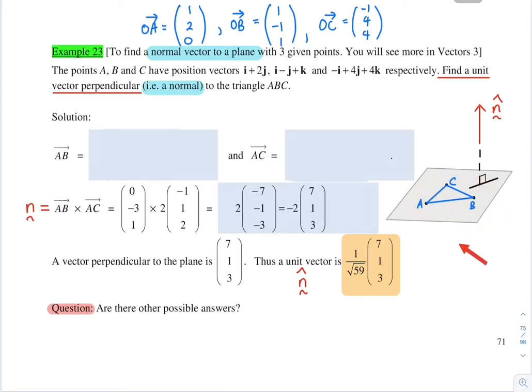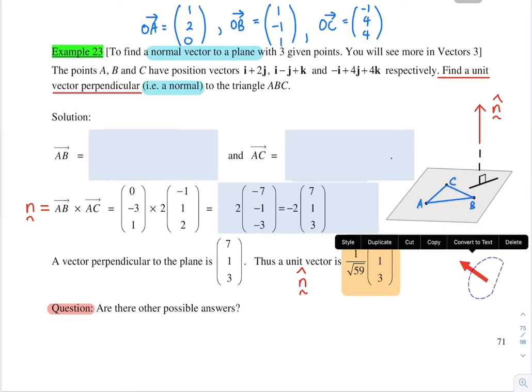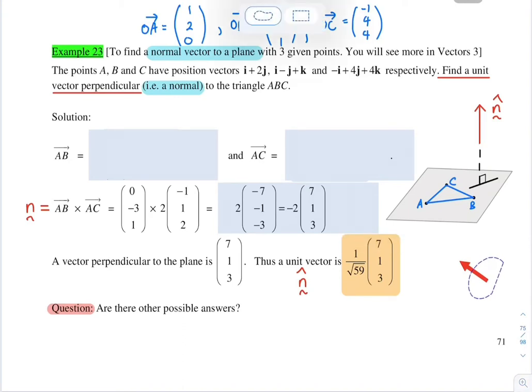Alright, so how do we start to find this unit vector perpendicular to the triangle ABC which is lying on this plane? So we need to get any two vectors formed by any of the 2 points in this triangle. So we can take AB the vector and also AC the vector. Alright, so what we can do is we find what is the vector AB first. Alright, so OB minus OA.